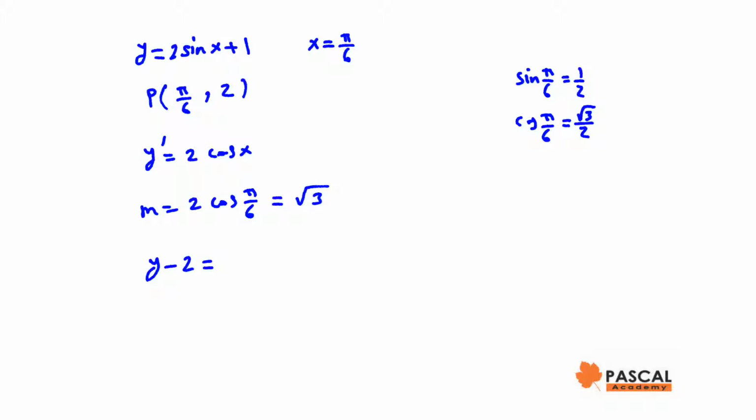y minus y1 equals m times x minus x1 is the equation of the line passing through a point whose slope is m. This can be written as y equals root 3 x plus pi over 6 times root 3 plus 2.